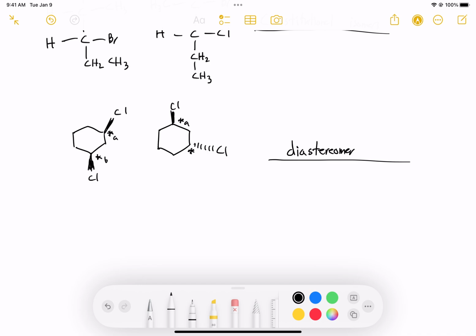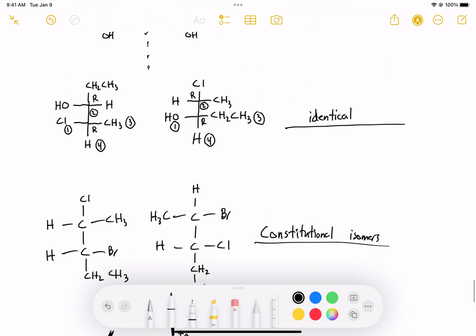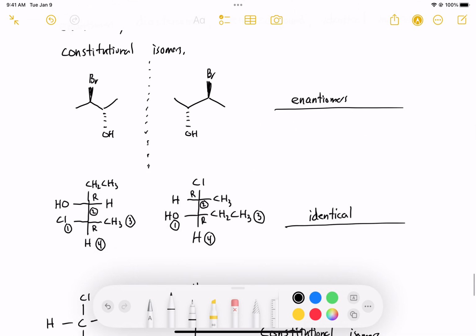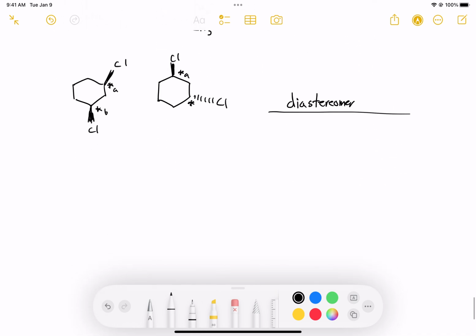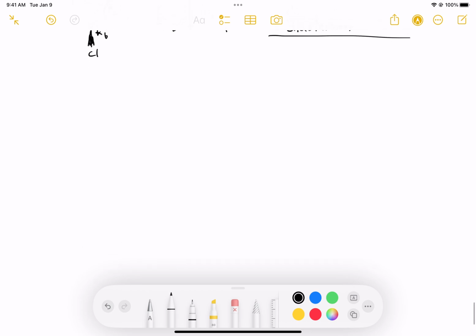All right, so that's it for determining the relationship between stereoisomers. Hopefully that was helpful. Now let's go on to at least one mechanism question, just to give you an idea of what's expected. So for the mechanism, I'm going to show you how we will do these mechanisms.